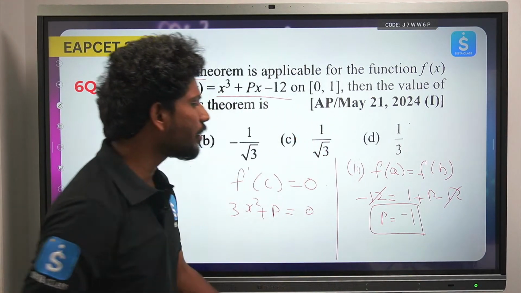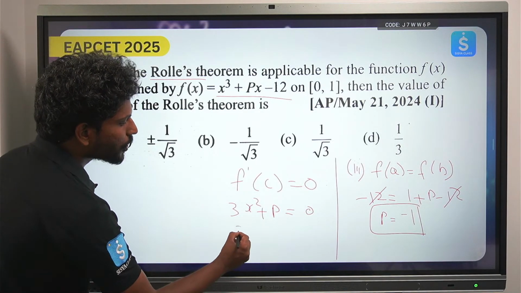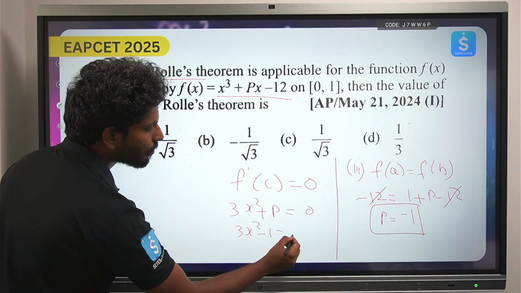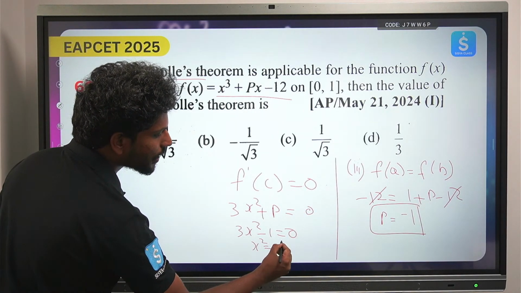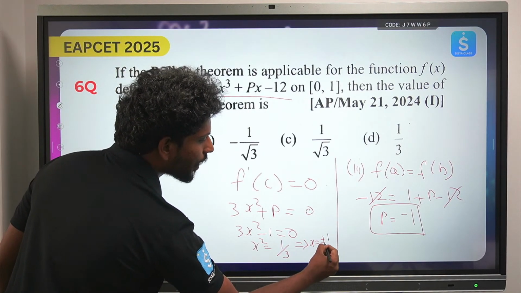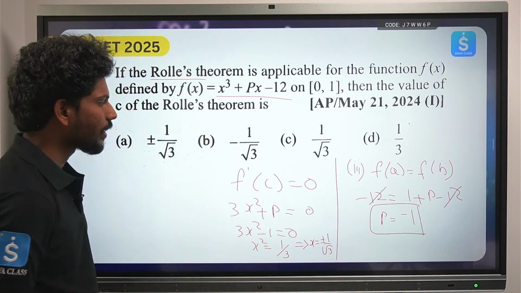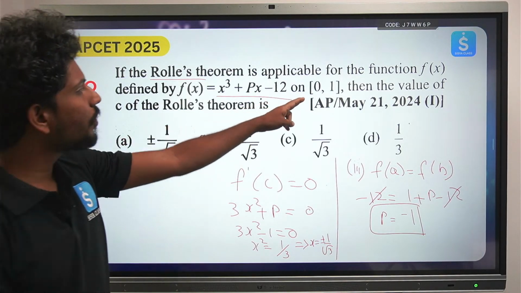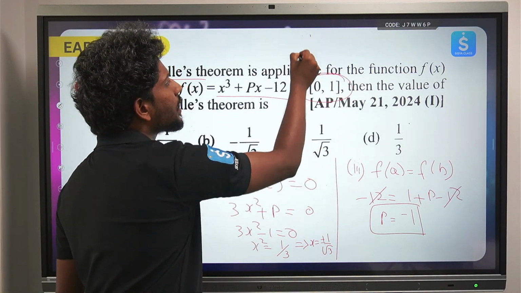Once I got the value of p to be minus 1, I can just substitute here. 3x square minus 1 equals 0, x square is equal to 1 by 3. From this, x is equal to plus or minus 1 by under root of 3, right? But here, if you see, the values are between 0 and 1.